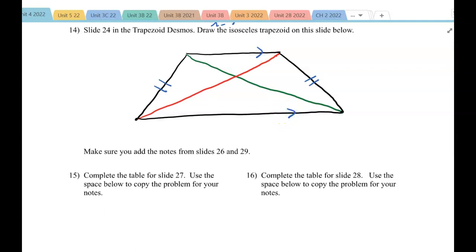The first thing that we should have learned is that the diagonals are congruent in an isosceles trapezoid. In other words, AC is congruent to BD, meaning the red diagonal is congruent to the green diagonal. The second thing that we learned in the Desmos is that it creates two isosceles triangles.